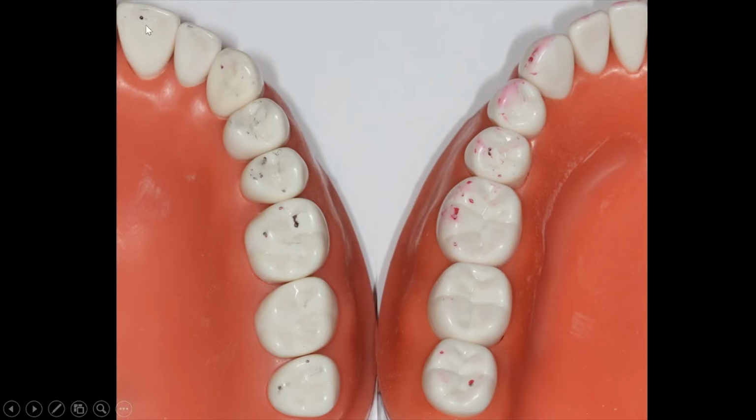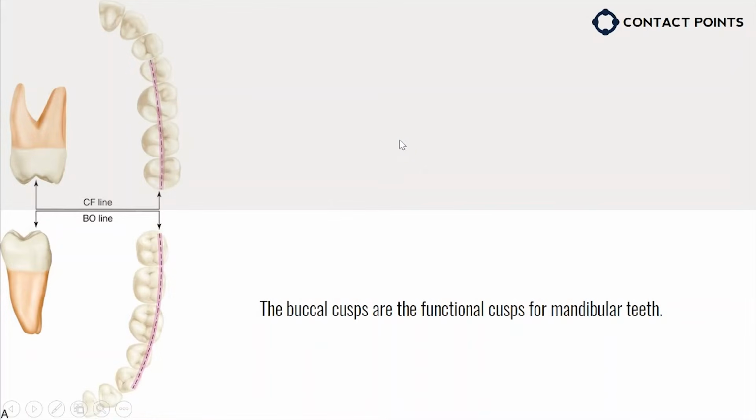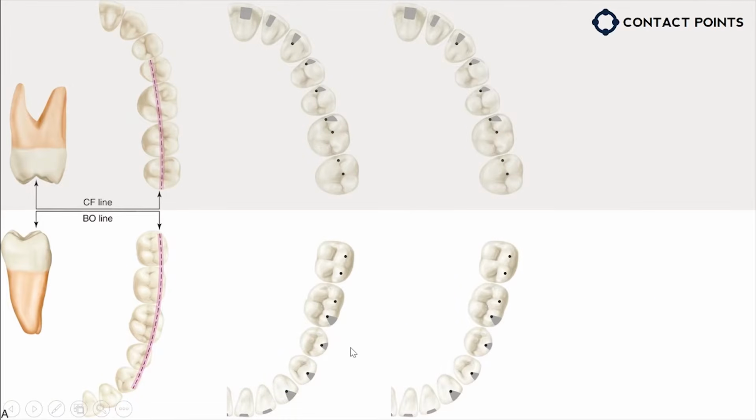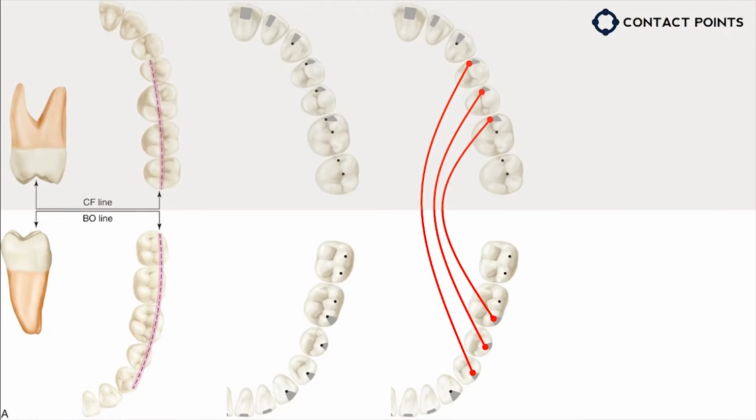Okay, so the question is, how do we get to this point, and where should the contacts ideally be touching on the corresponding arches? Let's jump into this and first determine where the contact points should ideally be in this mutually protected occlusion. So let's visit this idea where the buccal cusps are the functional cusps for mandibular teeth. If we were to trace where these contact points are, let's take a look at the functional cusps of the mandibular teeth, and we outline and trace out where they contact with the corresponding maxillary teeth.